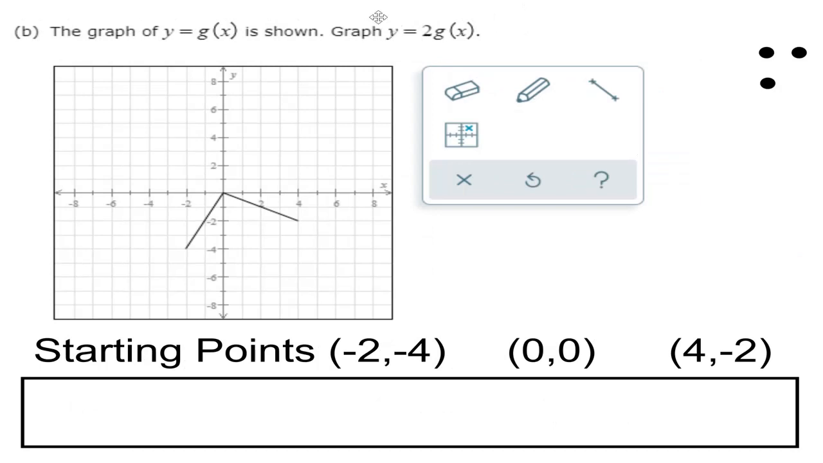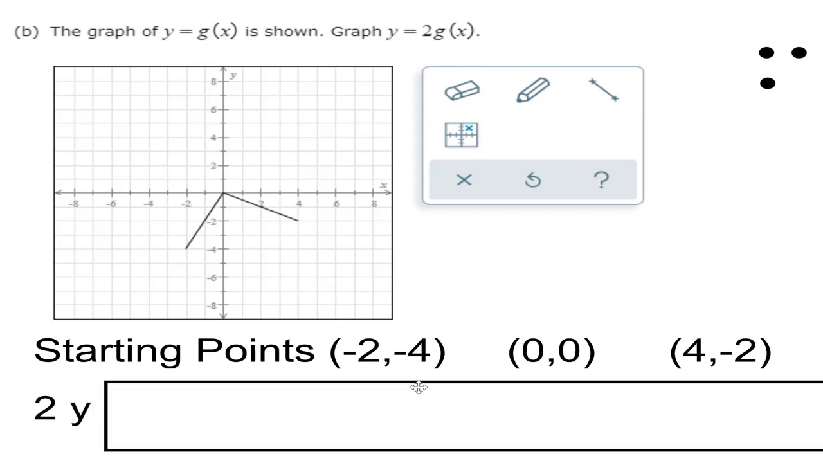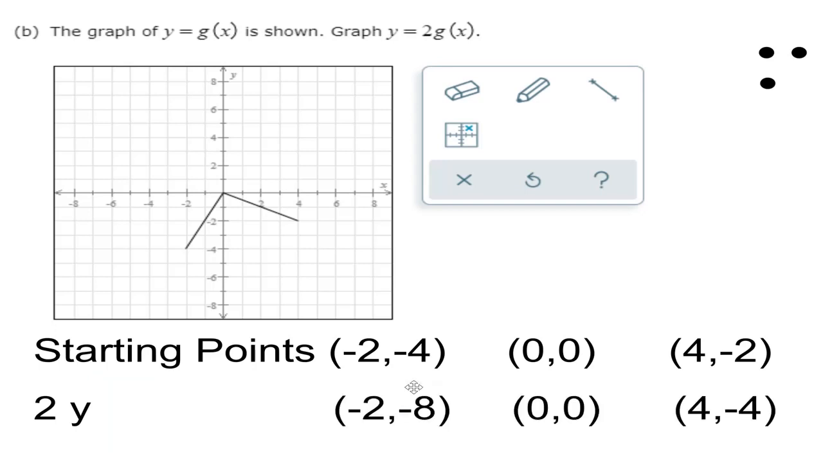In this function, I have the 2 outside. So I have 2 times g of x, which means I'm going to be changing the y's and multiplying them by 2. So I have my 3 points: negative 2, negative 4; 0, 0; and 4, negative 2. I'm going to multiply all the y's by 2. So that negative 4 becomes a negative 8, 0 stays a 0, and the negative 2 becomes a negative 4. So I'm going to graph these 3 new points. So I have negative 2, negative 8, 0, 0, and then 4, negative 4.